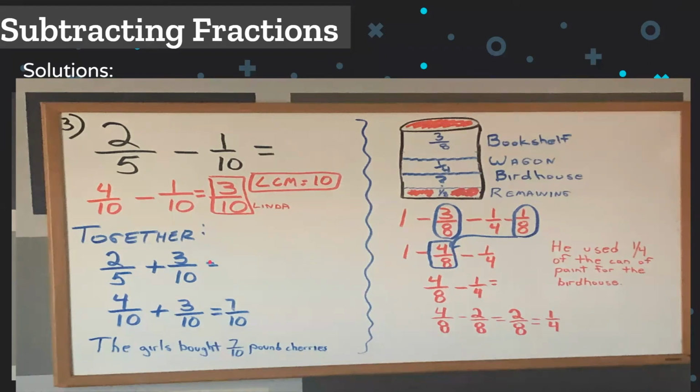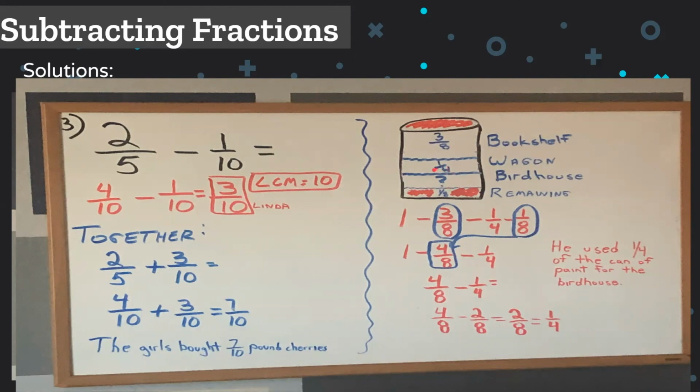All right, let's move to our final question. This is the one where they're talking about Mr. Rivas, who bought a can of paint. And he used 3/8 of it to paint a bookshelf. So he took the first 3/8 out and he painted a bookshelf. Then he took another 1/4 of it out to paint a wagon. Then he painted a birdhouse.